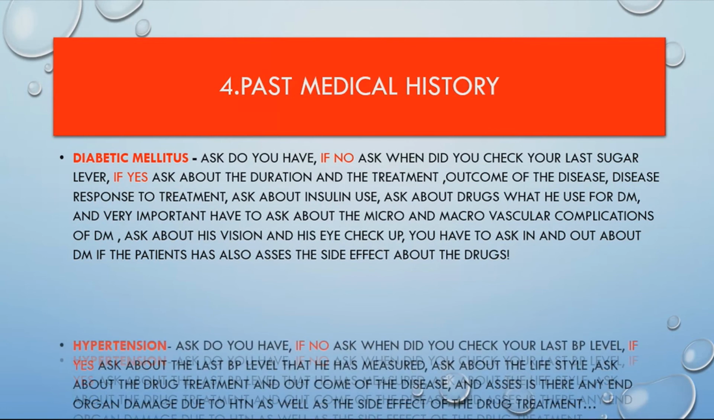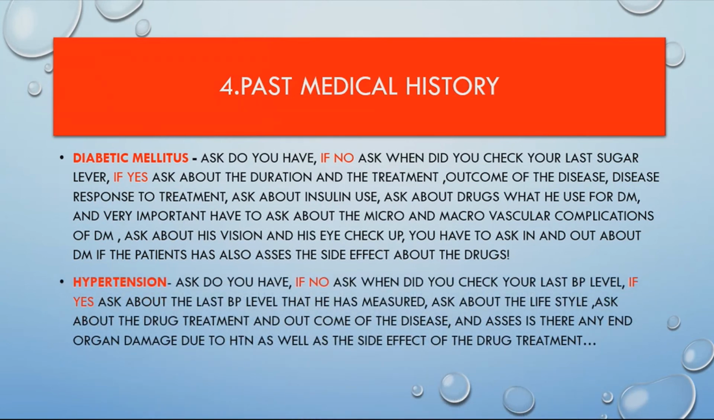If a patient has hypertension, ask do you have it. If no, ask when did you check your last BP level. If the patient says yes, I have hypertension, ask about the last BP level and the control. And also we have to ask about his lifestyle, which is very important. And we have to ask about the drugs he is using and the outcome of the disease after using the drugs. And also we have to assess the side effects of the drugs, and the main thing here is we have to assess the patient for end organ damage. Okay, that is very important. And we also have to ask in and out about hypertension.